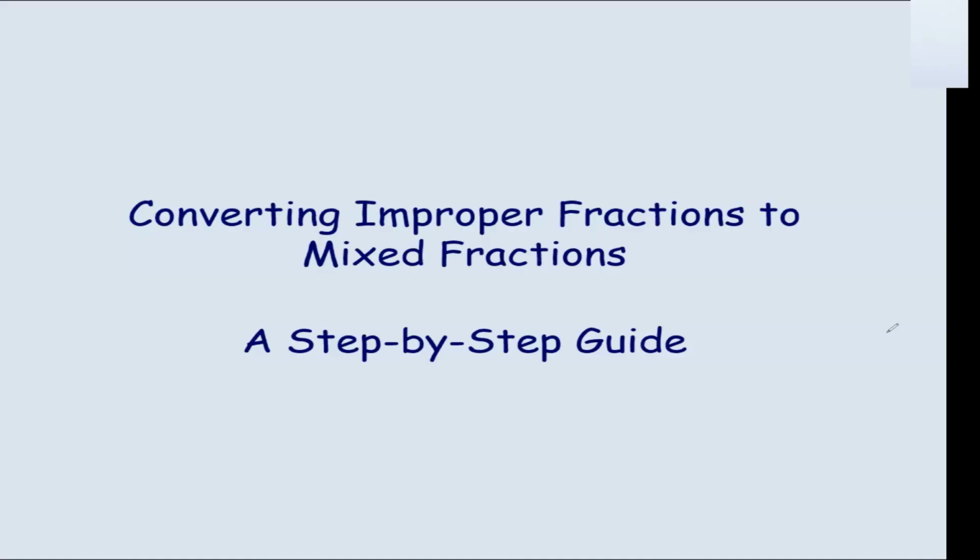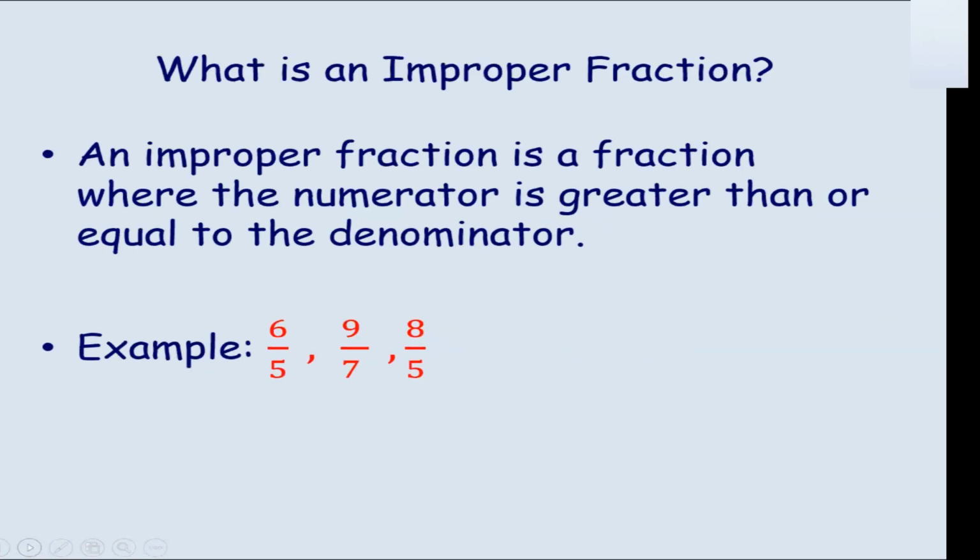Hello everyone. In this video, we will learn how to convert improper fractions to mixed fractions. But before that, let's recall what improper fractions are. Improper fractions are fractions where the numerator is greater than the denominator. For example, 6 by 5, 9 by 7, 8 by 5, and many more such examples.